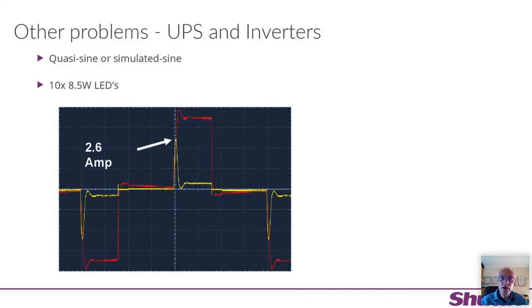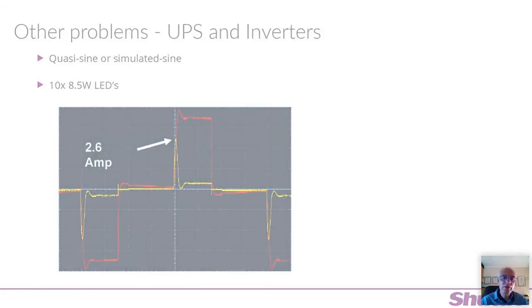This is, for instance, a quasi-sine wave inverter, or simulated sine wave inverter. As you can see on this measured red waveform, that's the voltage that we measured out of this device, and it peaks at 400 volts. If we have ten 8.5 watt LEDs, as we had on this UPS, you can see that it has a 2.6 amp peak current, which actually lasts for quite a long time. That is very severe. It will damage your LED lamp. You will have premature failures. You will probably do some long-term damage to your UPS as well.